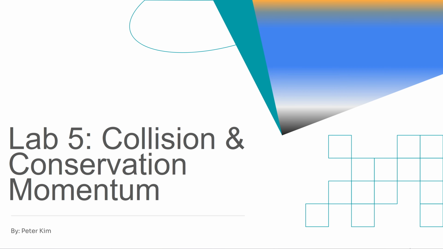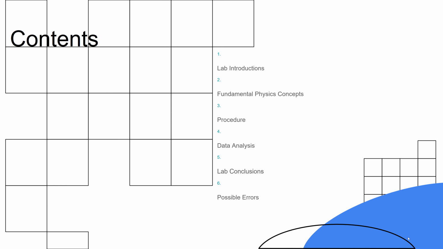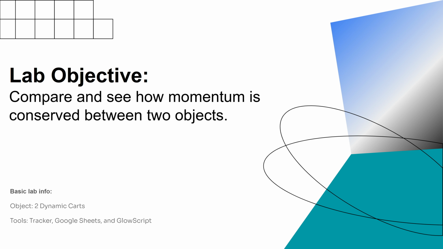And this is my Lab 5 for Physics 2211, the creative or make-your-own, and my choice was collision and conservation of momentum. The contents of this lab video will be lab introduction, two fundamental physics concepts, procedures that follow the lab, data analysis after the lab, conclusions that will be drawn from the data analysis, as well as possible errors and questions at the end.